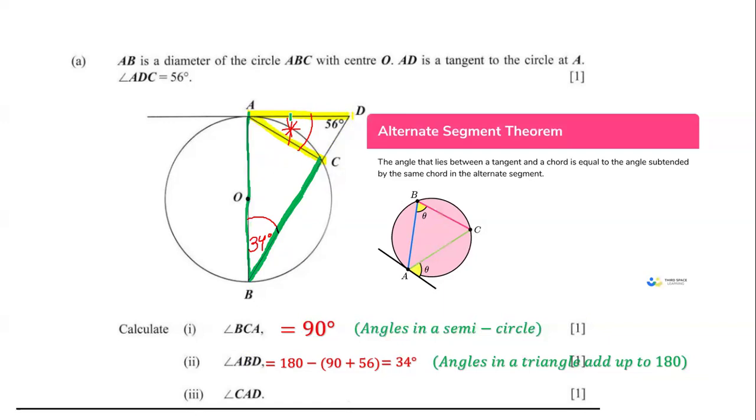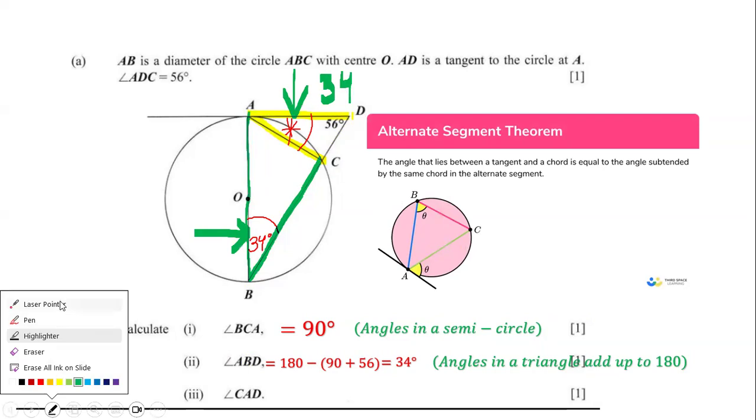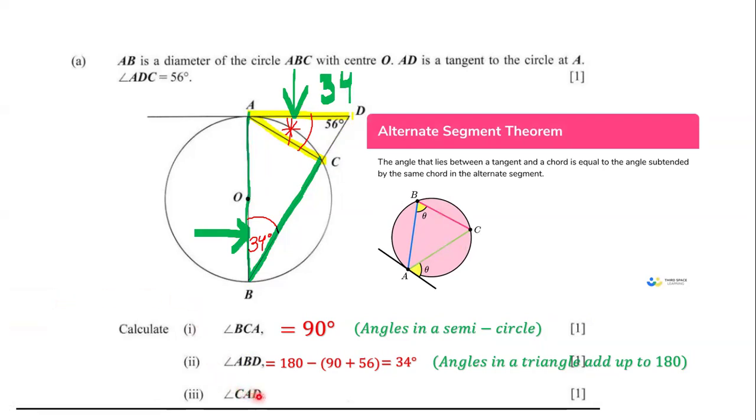And so this angle right here that is formed between the chord and the tangent is equal to this angle that is subtended by the very same chord that we have in yellow. That means that these two angles are equal, which means that if this is 34 degrees, this must also be 34 degrees. And so what do we have? Well, we have that angle CAD is equal to 34 degrees, and that's because of the alternate segment theorem. And that's the answer to this question.